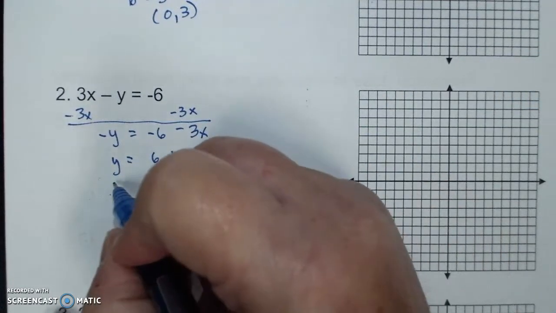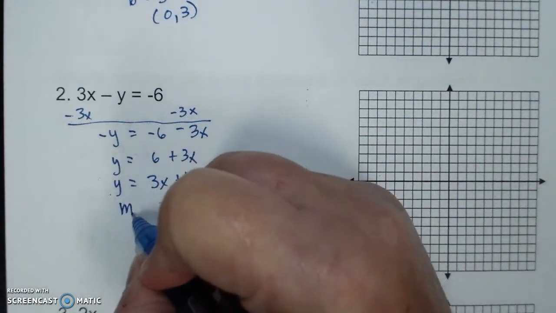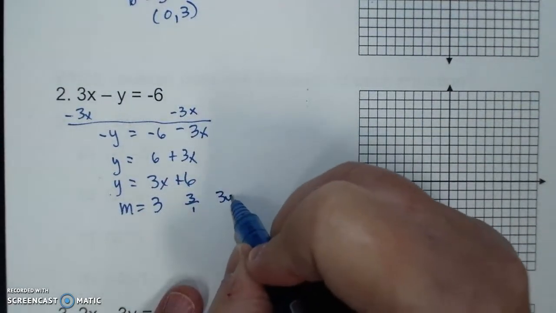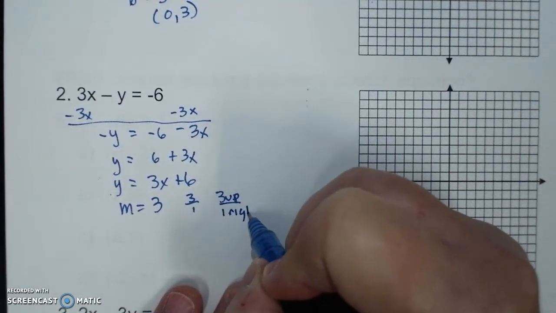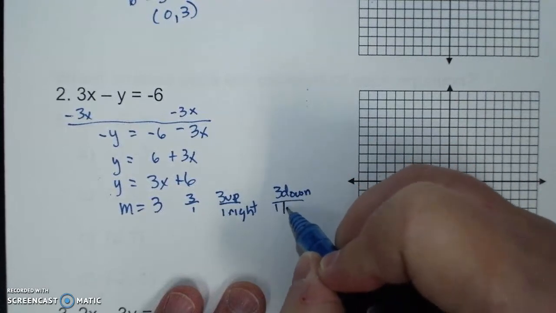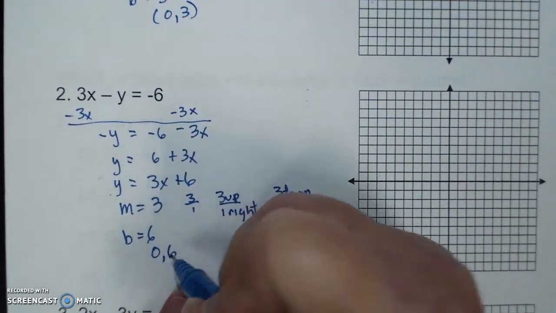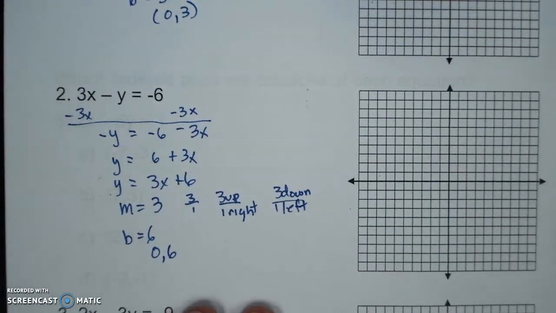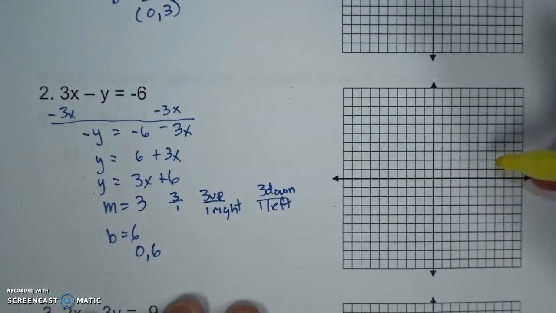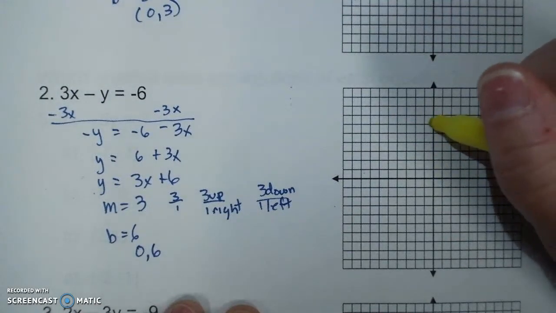Then what I'm going to do is I'm going to rearrange 3x plus 6 so I can see it. My m equals 3, or 3 over 1 is a fraction, which means 3 up, 1 right, or 3 down, 1 left. And my b is 6, which is 0, 6. I'm going to go to 0, 6 on my graph. And I'm going to go 1, 2, 3, 4, 5, 6.